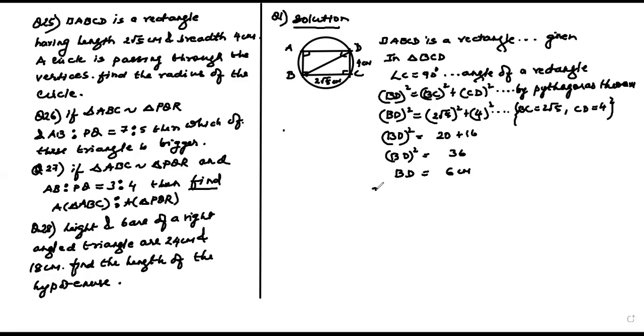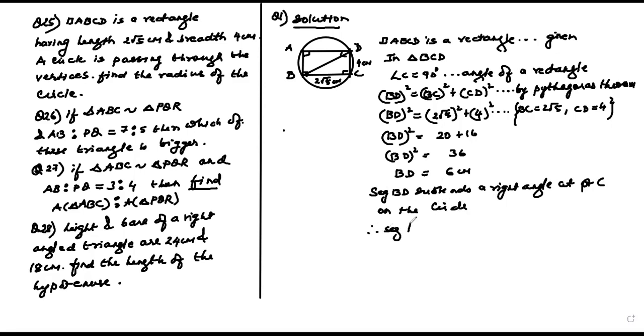Now listen, segment BD subtends a right angle at point C on the circle. Therefore, segment BD is diameter. Chord which subtends a right angle at a point on the circle is a diameter. Therefore, diameter equal, can I say BD's length, how much is it? Therefore, diameter equals 6 centimeter. So what is radius? Radius equal half into diameter. So that is half into 6.